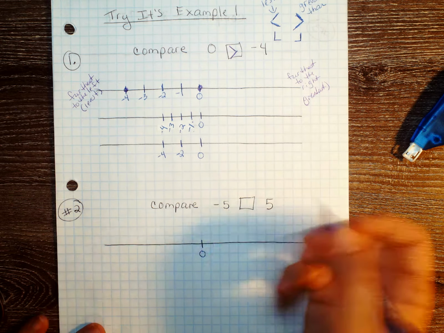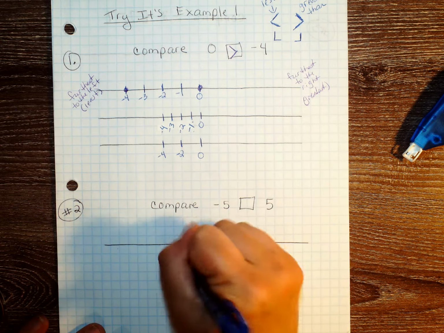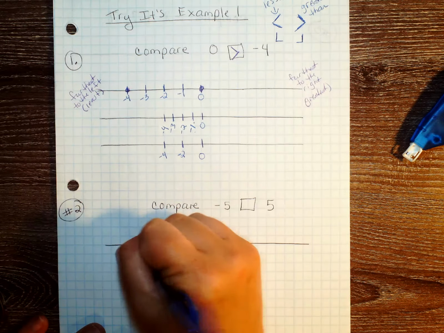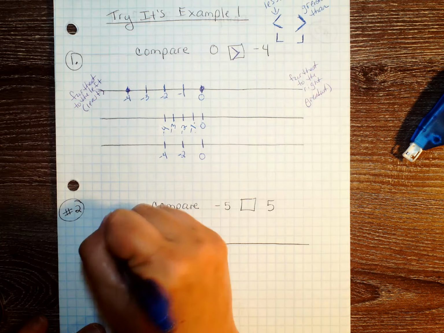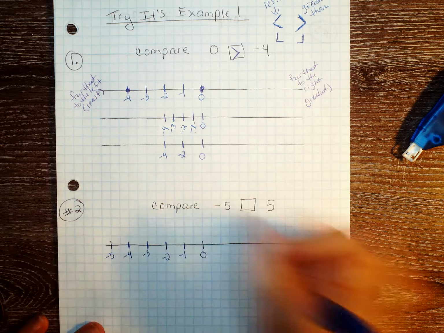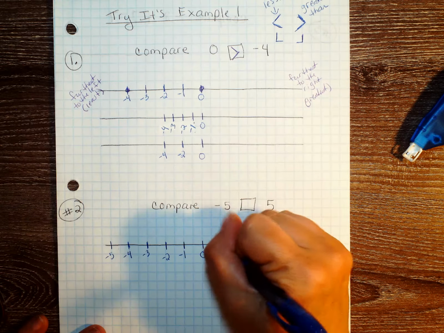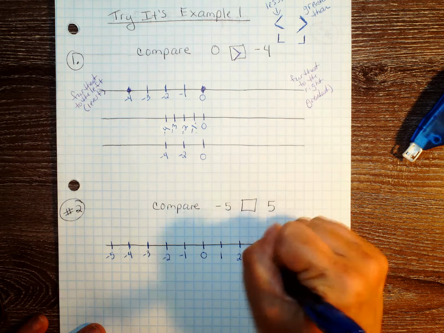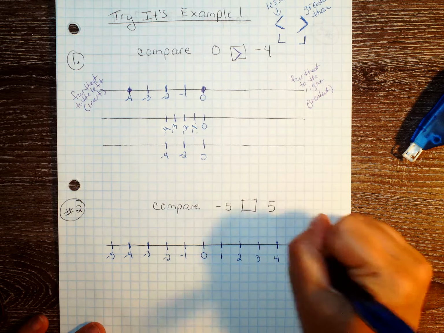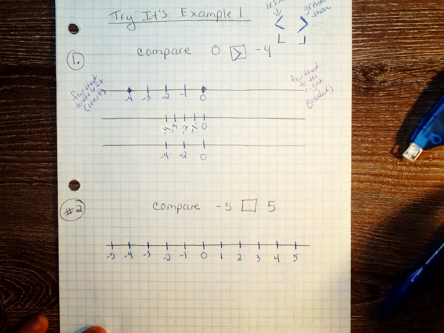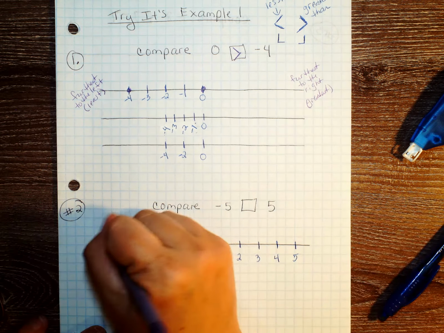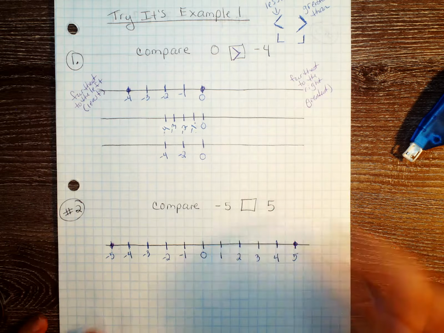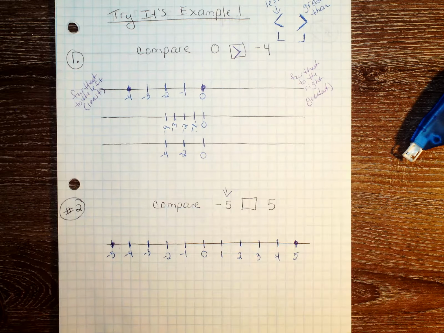So I'm going to space, you don't have to, -1, -2, -3, -4, -5. And then I have to skip again first before I do 1. Skip 2, skip 3, skip 4, skip 5. Okay, so I need to plot -5, and I need to plot +5. So we're starting here with -5.